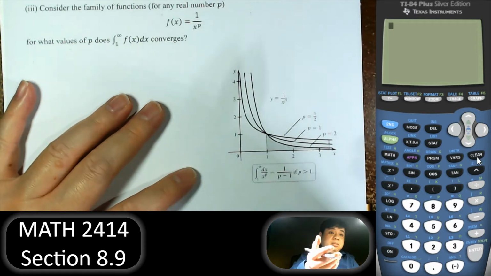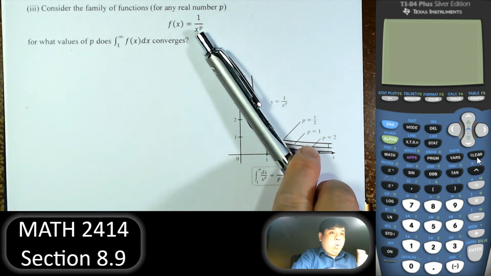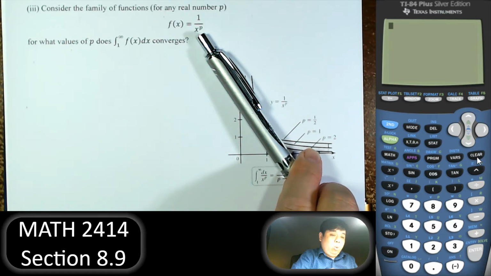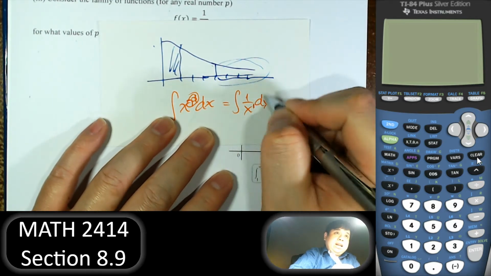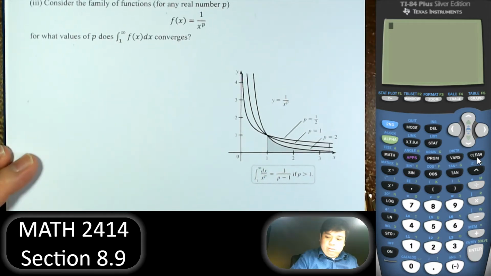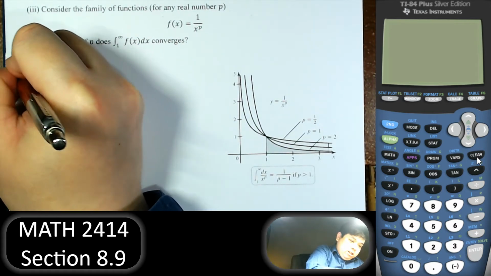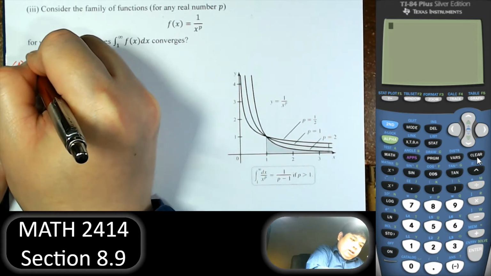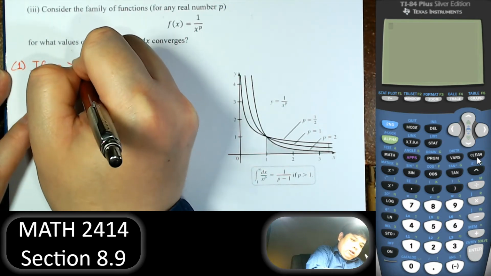So, similarly, we will consider 3 scenarios: p bigger than 1, p less than 1, and p equal to 1. Because when p equals 1, that integral is completely different from the other integrals. Right, so 3 cases. Case number 1, if p is greater than 1.